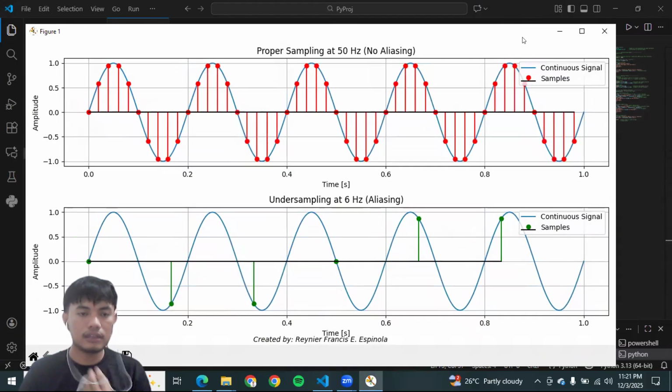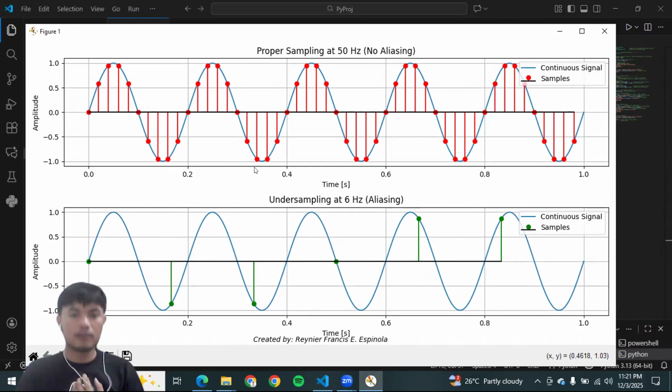So as you can see, yung nasa taas, which is the proper sampling, that is 50 hertz, you can see that the sine wave or yung blue line, which is the sine wave natin, is perfectly represented siya. Kumbaga, makikita mo yung mga red na discrete samples can show the sinusoidal wave.